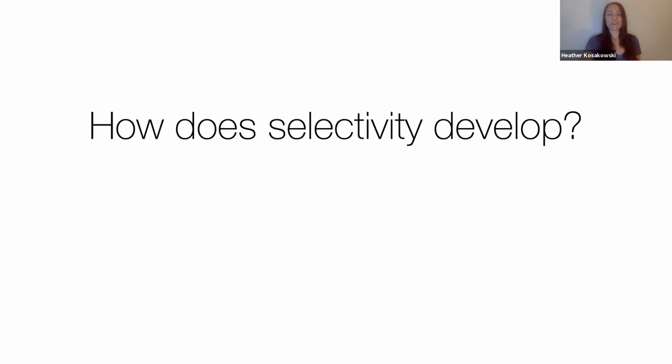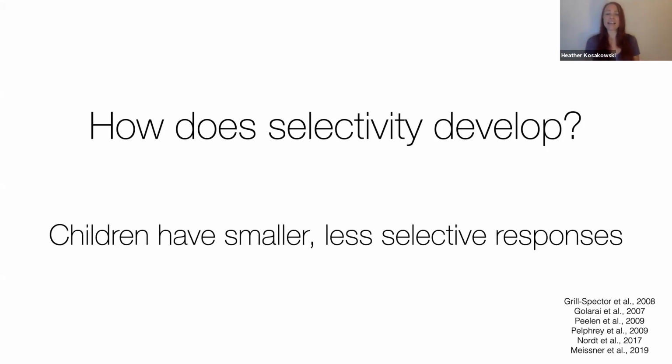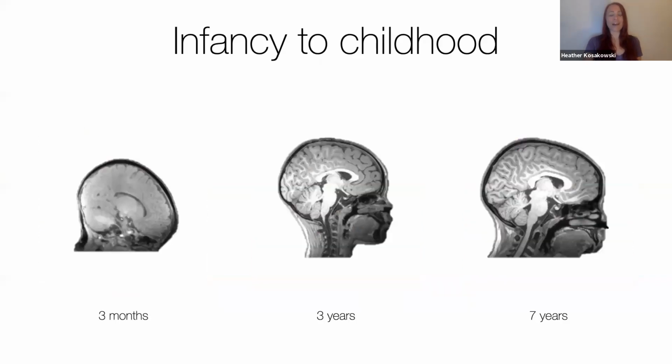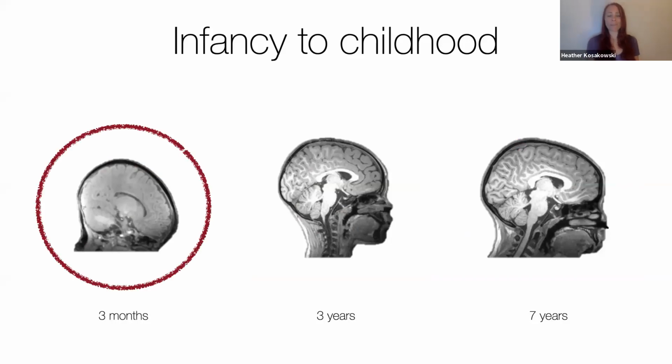Many studies have shown that category selective areas increase in size and selectivity well into adolescence, suggesting a long, protracted period of development. But a lot of change happens between infancy and childhood, and the human brain is growing a ton. We actually know very little about the infant brain. What is the functional profile of an infant brain?